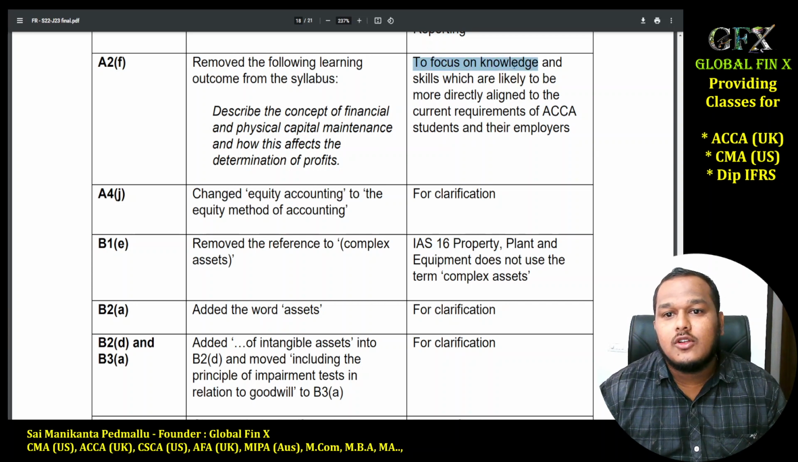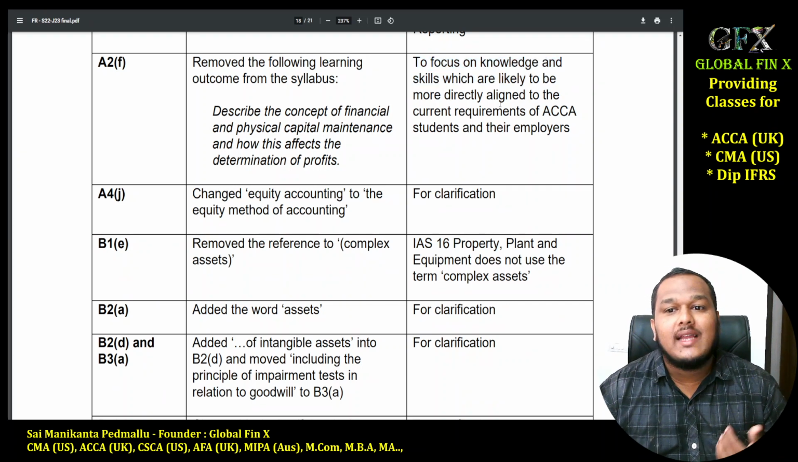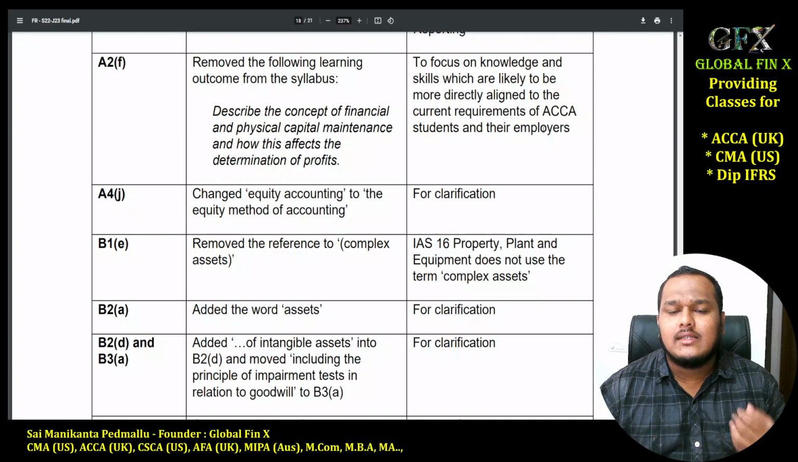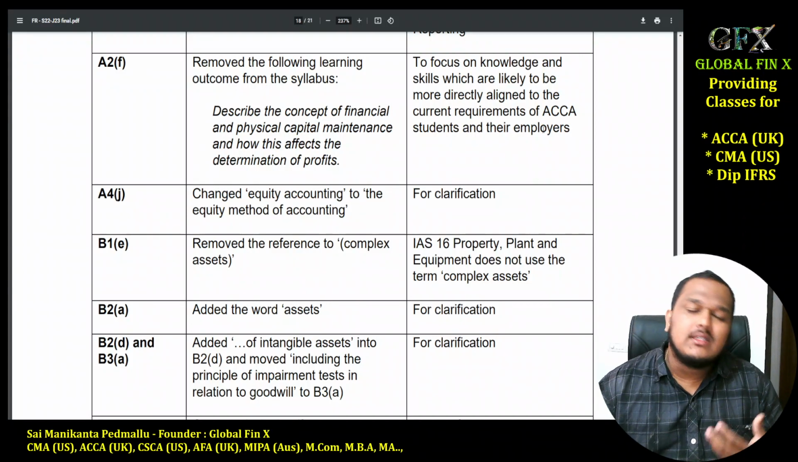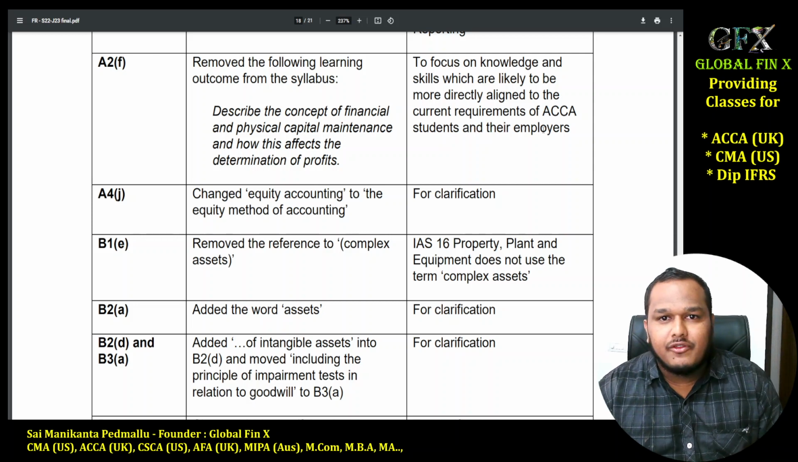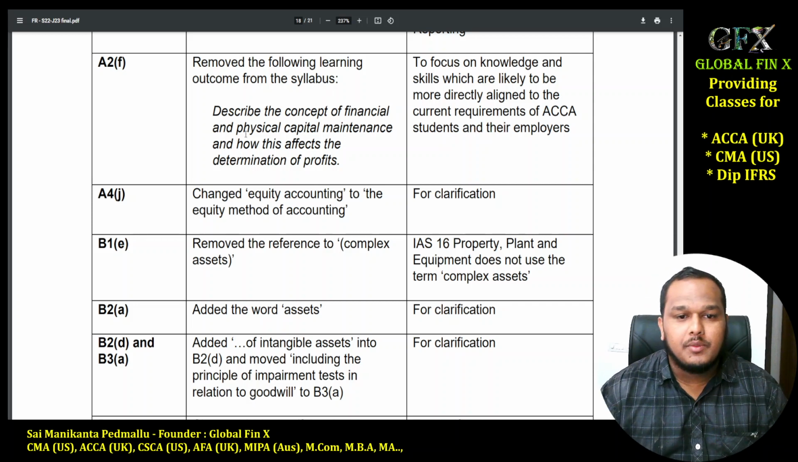Then, to focus on knowledge and skills which are likely to be more directly aligned to the current requirements of ACCA students and their employers. So basically they are just trying to tell you guys that this is something which is not relevant for the present world. So we are removing that from your syllabus, which is good as per me.